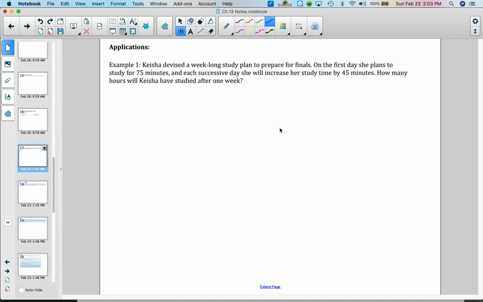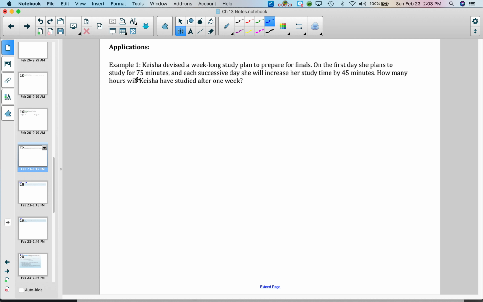Application problems for arithmetic sequences and series. So in this first example, Keisha devised a week-long study plan to prepare for finals. On the first day, she plans to study for 75 minutes, and each successive day, she will increase her study time by 45 minutes. How many hours will Keisha have studied after 1 week?